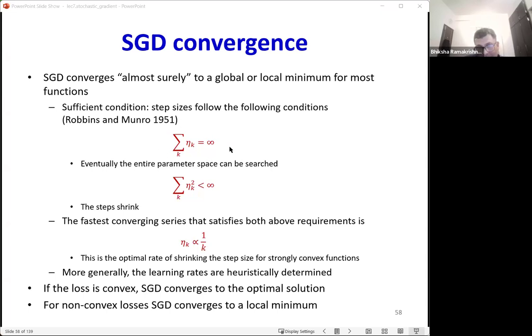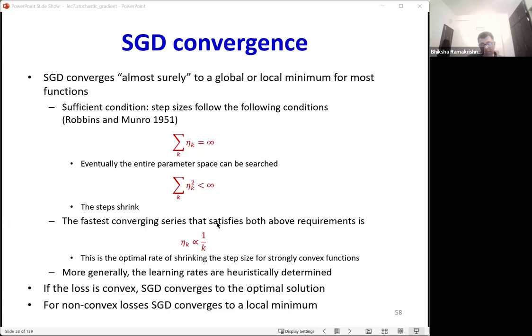What is the fastest converging series which is squared summable but not absolutely summable? Anybody? Anyone? You've done this in college. Squared summable because you wanted to shrink with time, right? That's this guy, 1 over k. What is the sum of 1 over k? This is infinite. At the same time, 1 over k squared is finite. So this is the fastest converging series that satisfies both of our requirements.